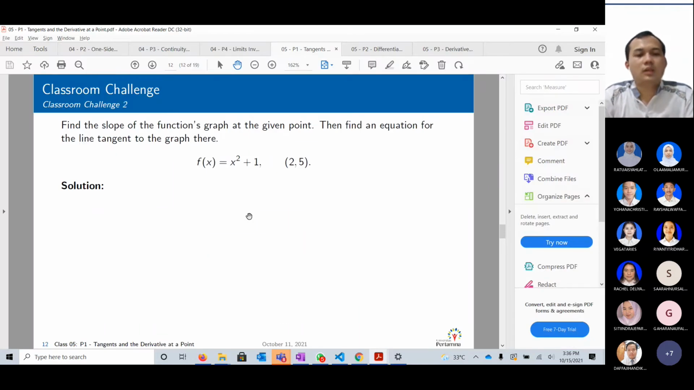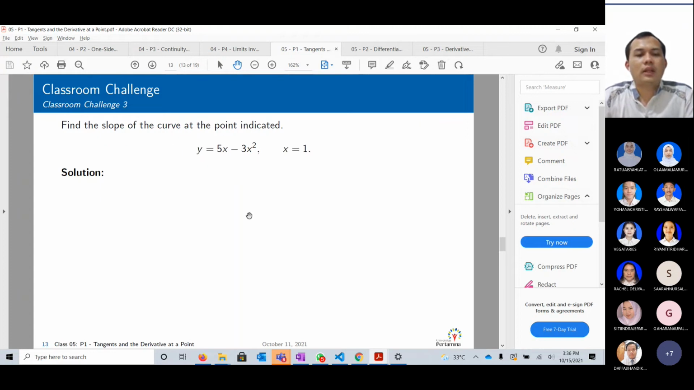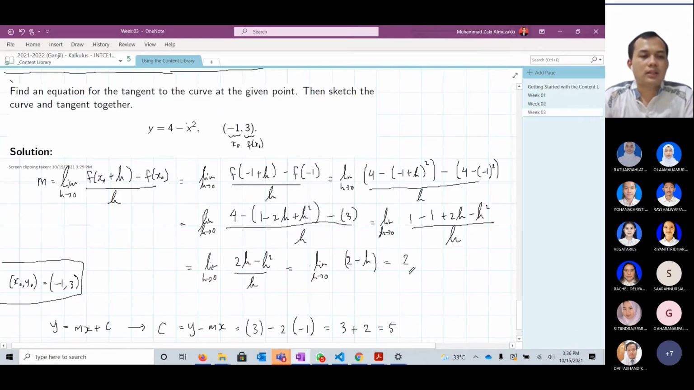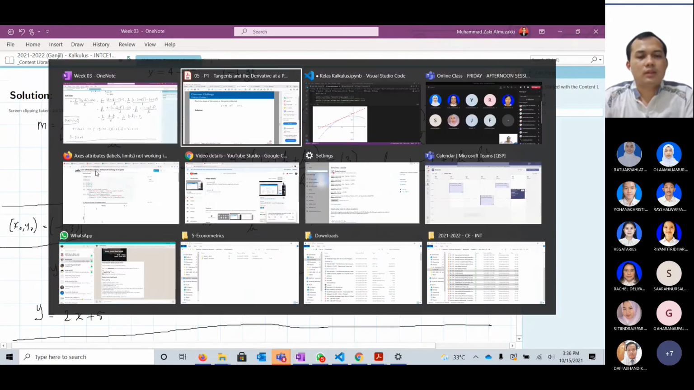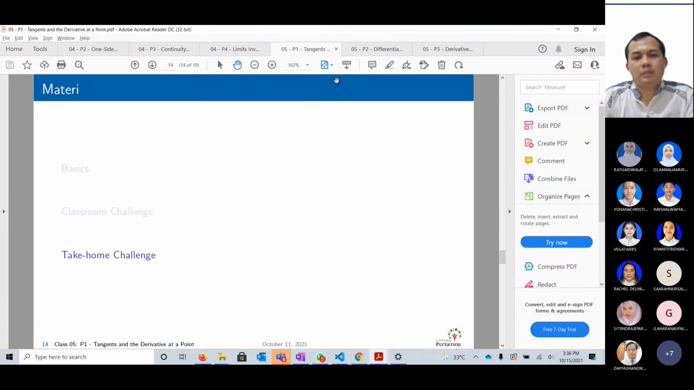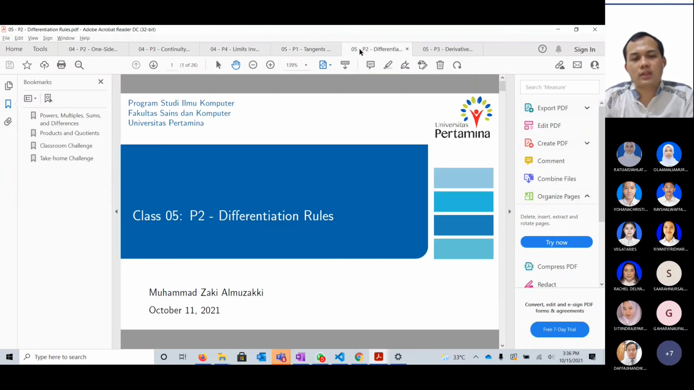Okay. Now the next challenge. Find the slope of the function's graph at the given point. Okay, well, I think you can do it by yourself at home. Okay, now find the slope of the curve at this point. Also, I mean, you can do it as what I did here. Okay. But before I jump to the next slide, any question?